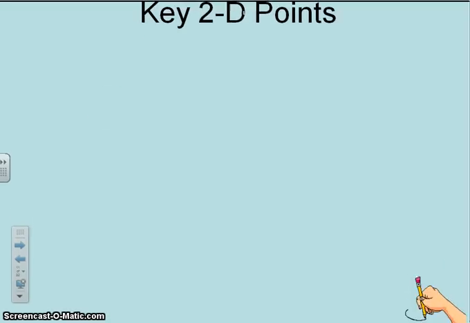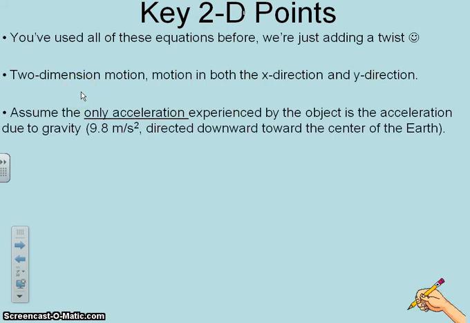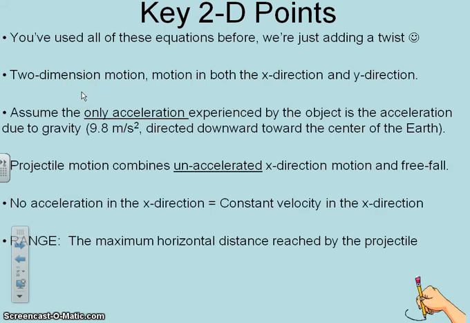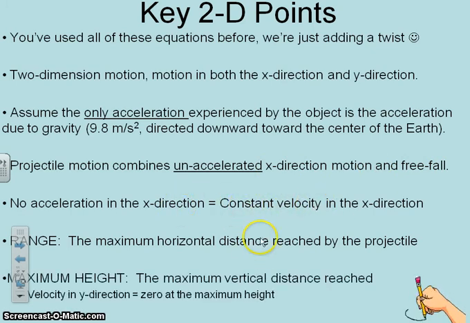Alright, here's a couple of key points to remember for two-dimensional motion. You've used all of these equations before. Two-dimensional motion is motion both in the x and the y direction. So assume the only acceleration experienced is due to gravity at the Earth's surface. Projectile motion combines unaccelerated x direction motion and freefall. No acceleration in the x direction means constant velocity in the x direction. Here are the definitions for range and for maximum height. Range is how far something traveled sideways like this. Maximum height is how far something reached all the way up top like that.